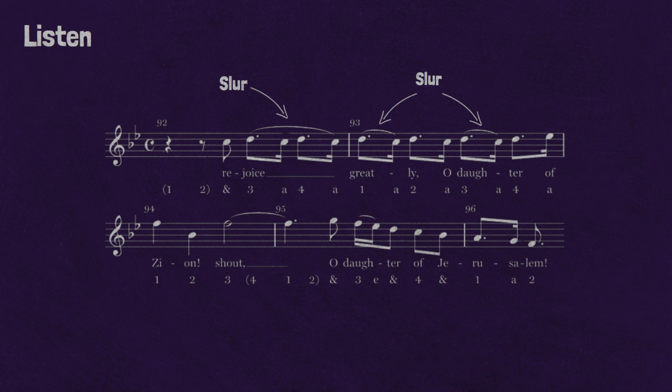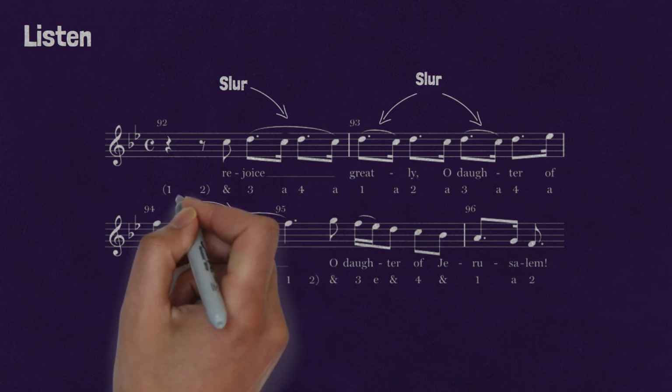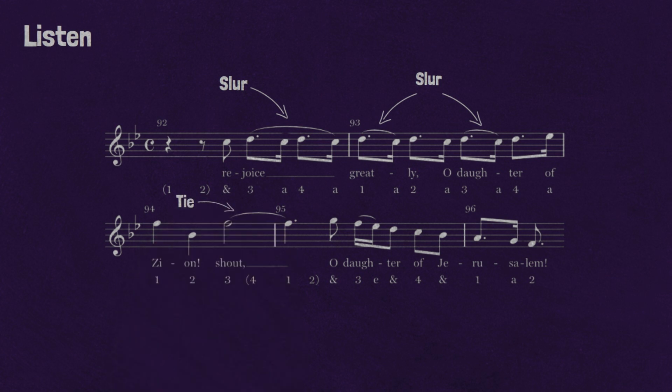The small arc above the F in measures 94 to 95, on the other hand, is a tie, which connects two pitches that are the same. The F in measure 95 is not played again; rather, the tie adds the duration of the two note values together, so "shout" lasts 3.5 beats.